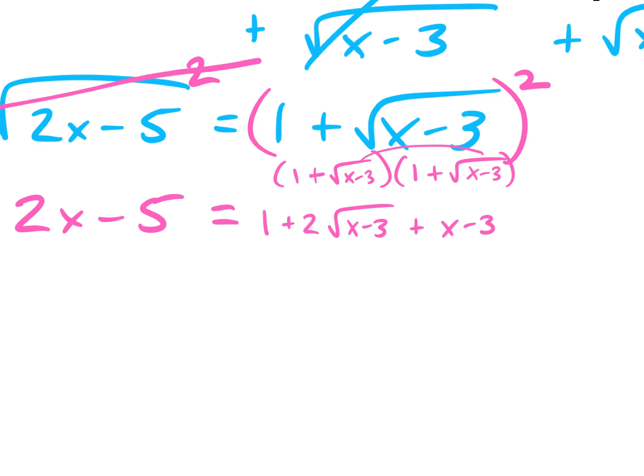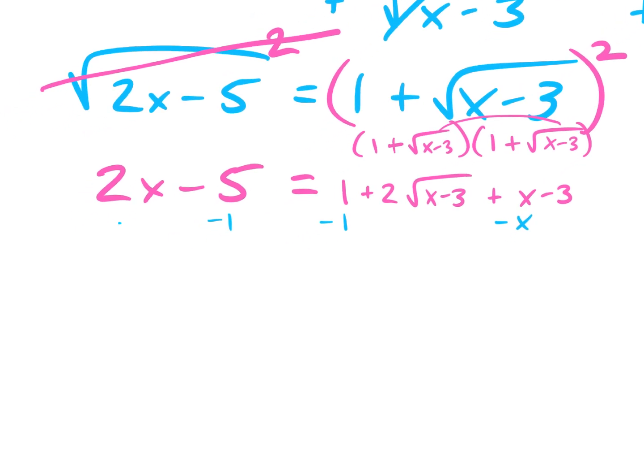So from here, we still have a radical in our equation. So let's isolate the radical again. Let's move everything to the other side. So I'm going to move things and combine my like terms. So I'm going to subtract 1, subtract x, and add 3. So we get x. -5 minus 1 would be -6, plus 3 is -3. So x minus 3 is equal to 2 square root x minus 3.